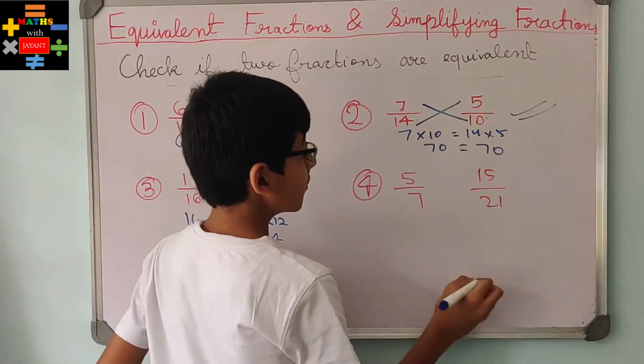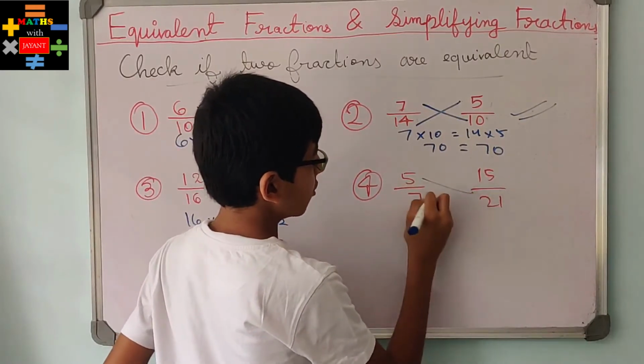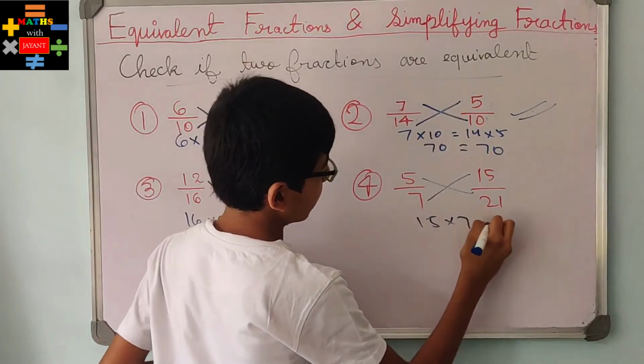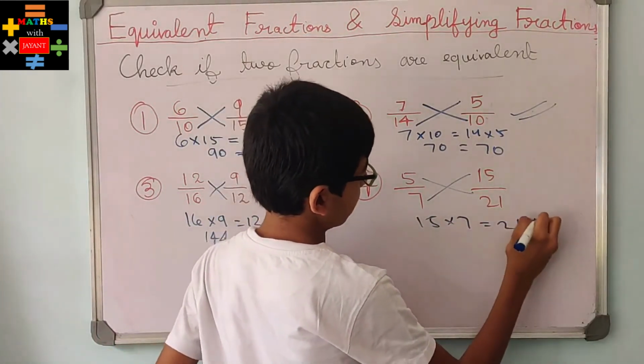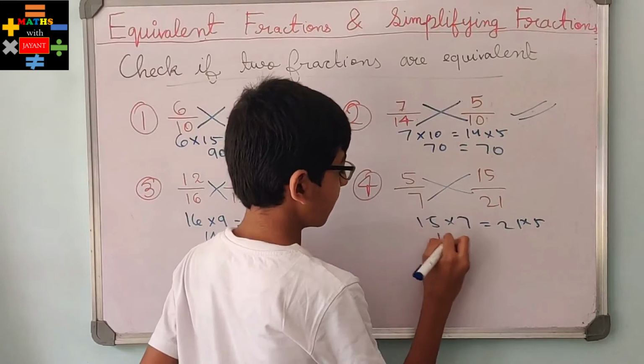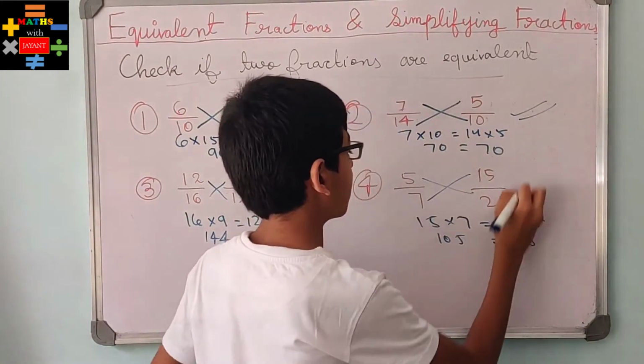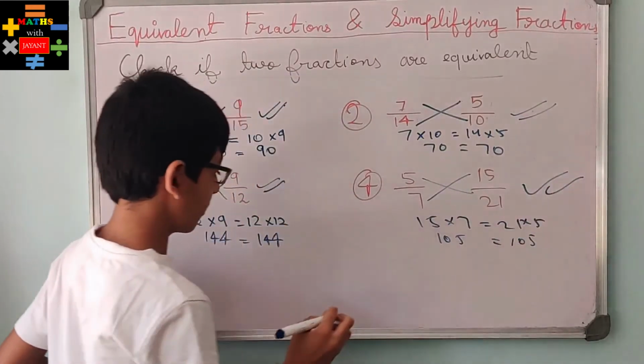5 by 7 and 15 by 21. You use cross multiplication to check. This means that 15 into 7 should be 21 into 5. These two should be same. 15 into 7 is 105. 21 into 5 is 105. As both of them are equal, these fractions are also equivalent.